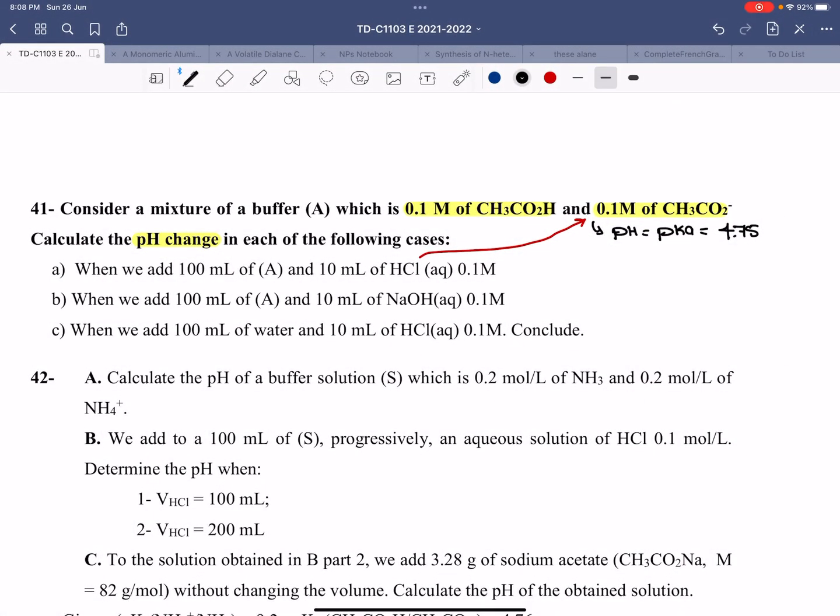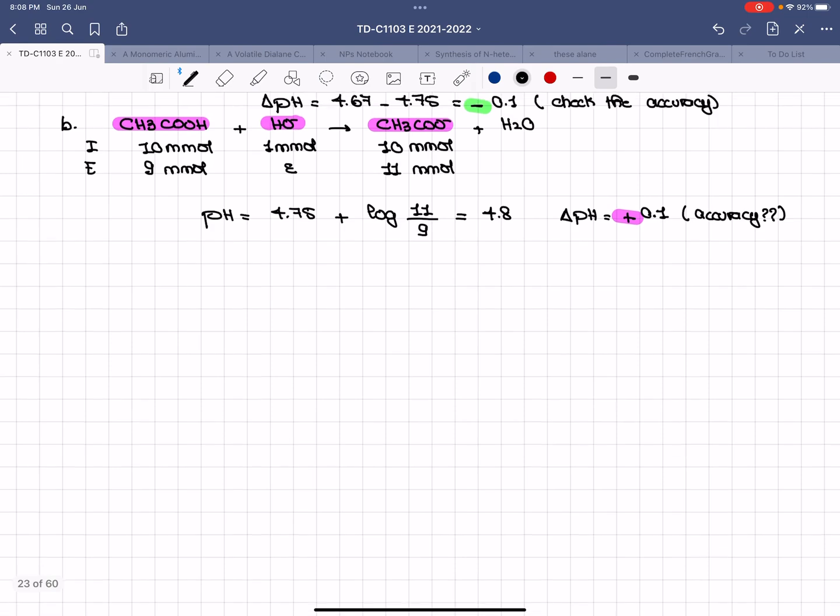Okay, so unfortunately the recording of the previous part got cut off at part B, so we start with part C. In part C, we add 100 milliliters of H2O and 10 milliliters of HCl. Let's say the logic behind this part is not very good. Let's see what the pH of water is, what the pH of HCl is, and what the pH after that change will be, and conclude.